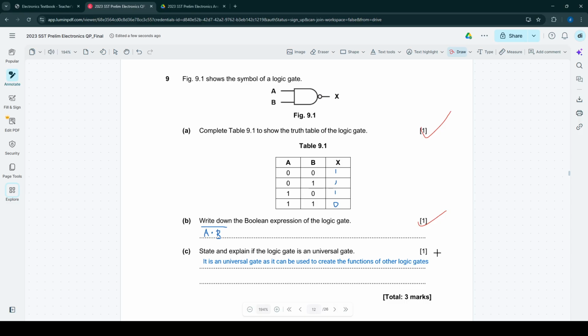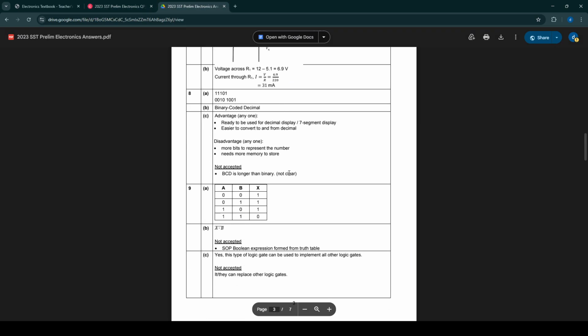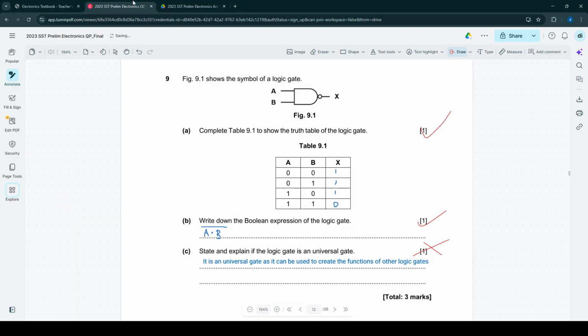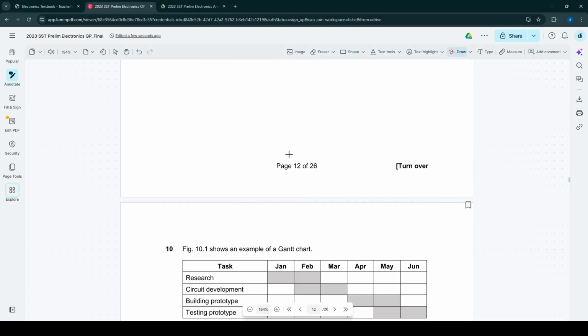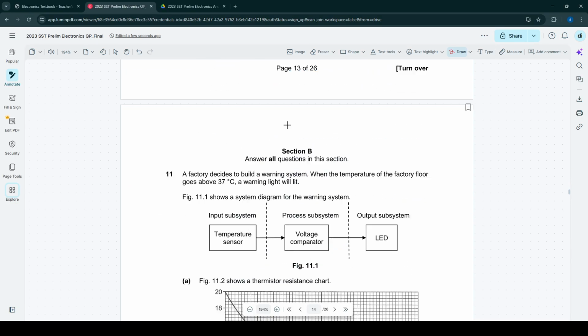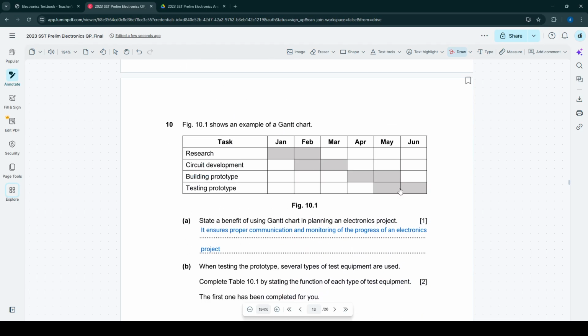Unclear, because the AND gate can also be used to create the functions of other gates, right? But you just need a NOT gate or whatever to make an OR gate. You must state that it solely can be used. It does not need anything else. You must state that. Once I'm done with section A, I'll tell you the marks first.